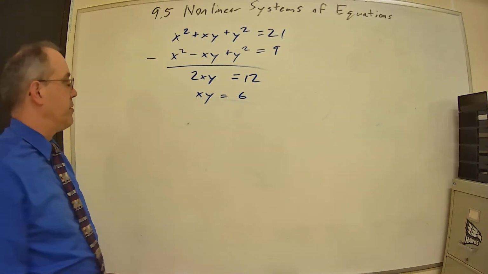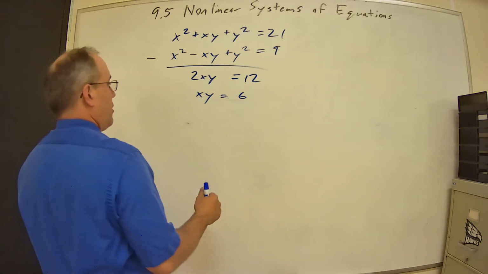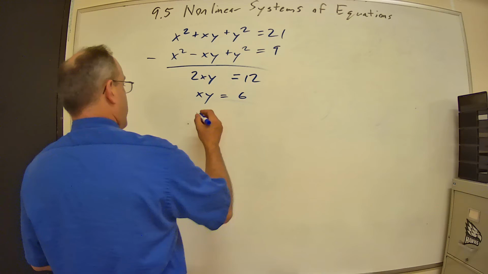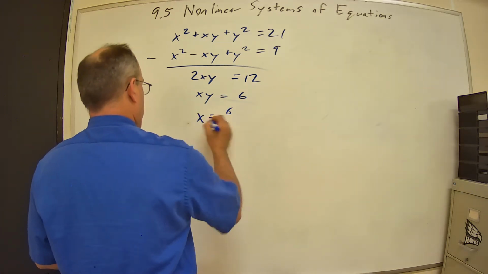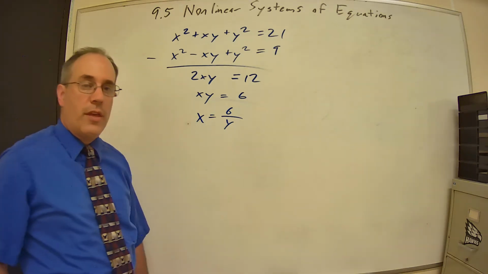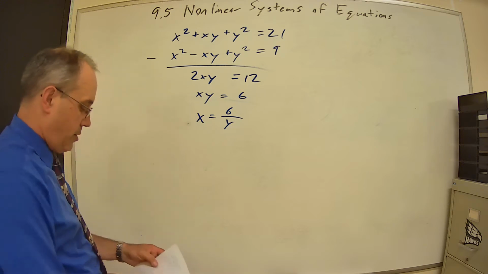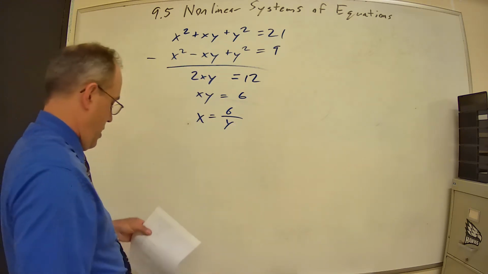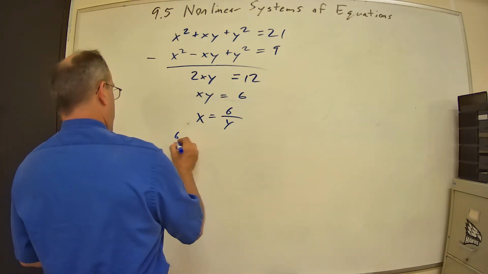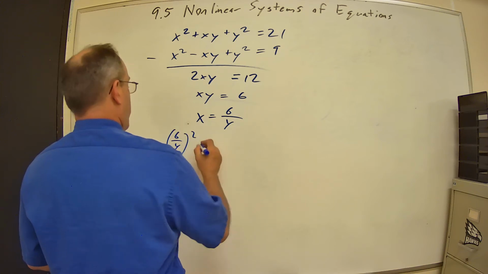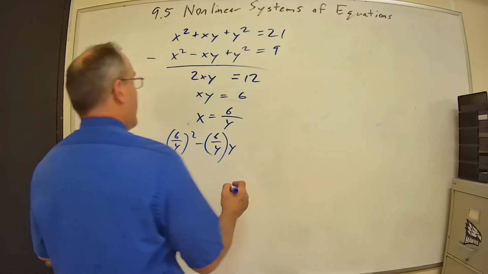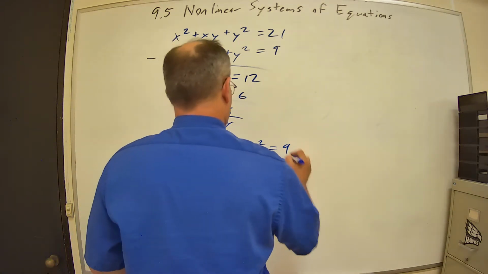And now I can solve this for either x or y. So I'm going to solve it for x. So I'm going to say x is equal to 6 over y. So that's good. So that gives me a start. Now what do I want to do? Well, I'm going to substitute that back into one of these equations, and I'm going to choose this bottom one. So I'm going to say (6 over y) squared minus 6 over y times y plus y squared is equal to 9.